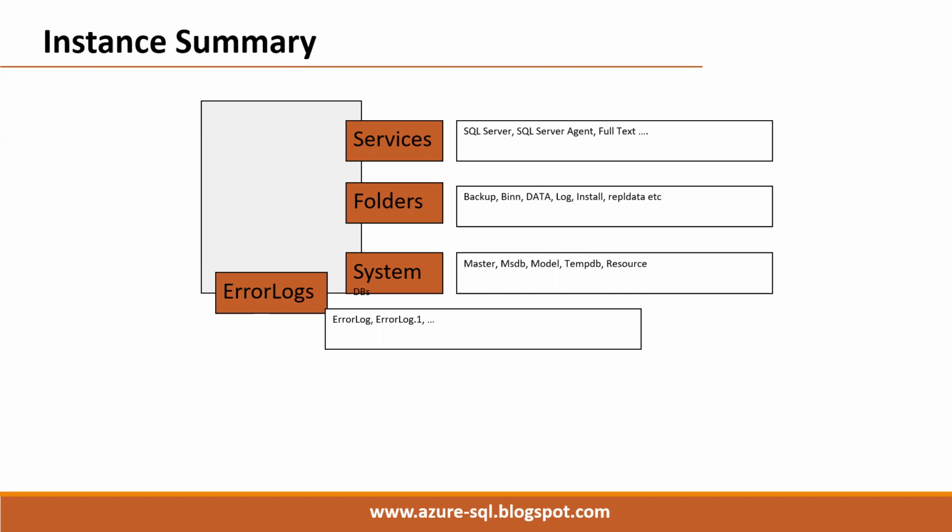Next one is error logs. Already we have discussed, right? Every instance has its own error logs. Means what? We have seen all the events are recorded in the error logs, both success plus failure, right?